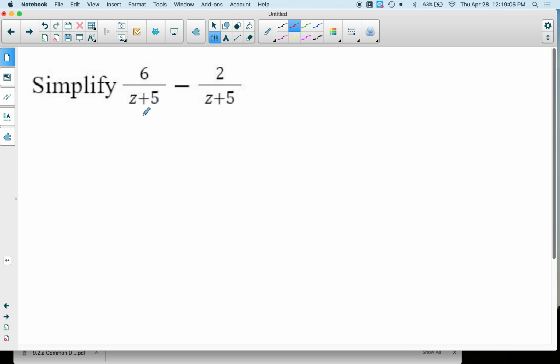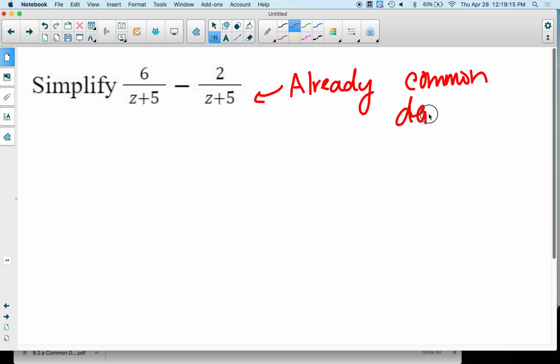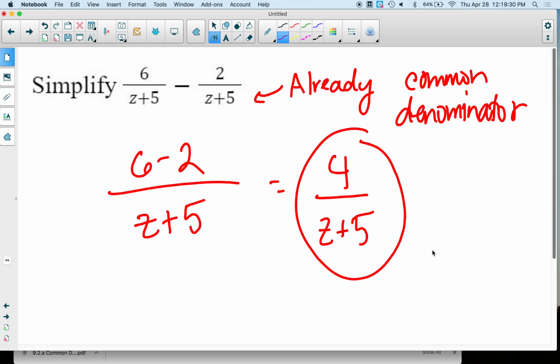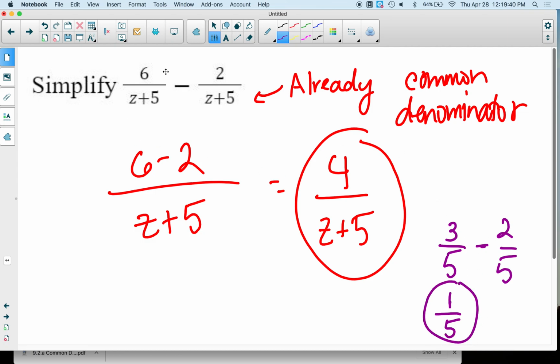So like this, right? The fraction 6 over z plus 5 minus 2 over z plus 5. Notice there's already a common denominator. So that actually makes our task really straightforward. We can just write it as a single fraction, 6 minus 2, right? And then this is our solution. Just like with fractions, if 3/5 minus 2/5, if we're trying to combine that, then our denominator is still 5. We take 3 minus 2 and we get 1. So it's similar logic here.